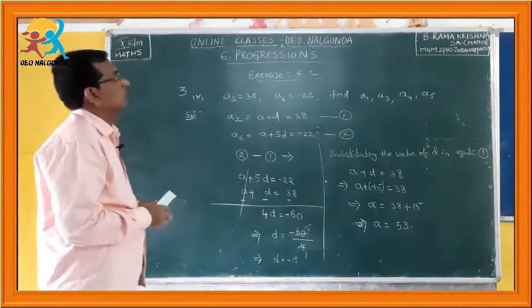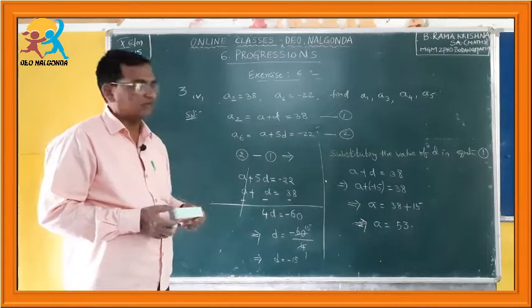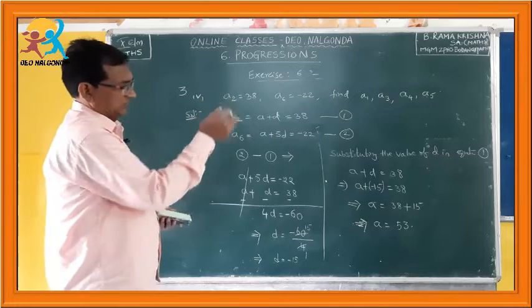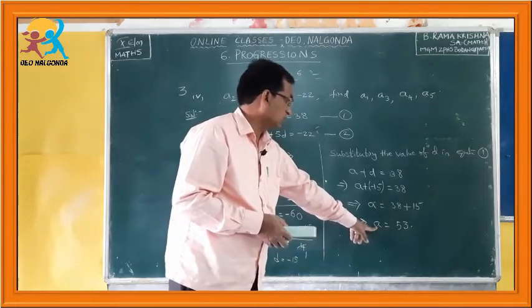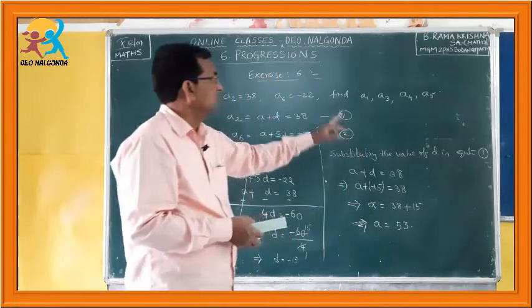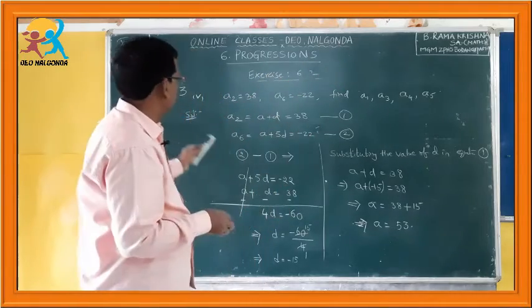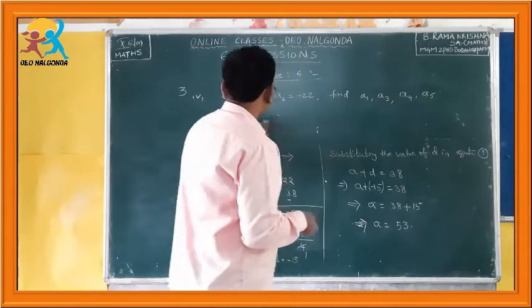Okay. So, now you found the d value, you know the value of a. Now, what you have to find is a1. a1 is nothing but a. So, already this was completed. a1 is nothing but a, therefore a is equal to 53. What you have to find is a3, a4 and a5. Let me find that for you. Let me erase this.